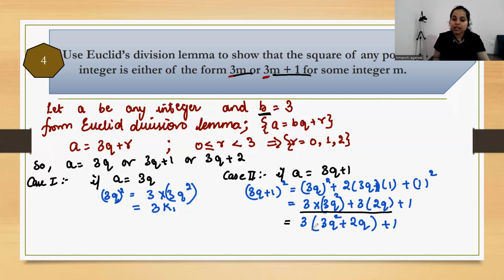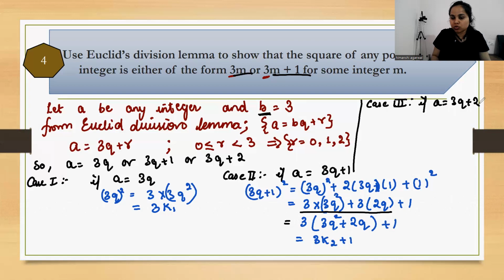Now इस वैल्यू को मैं क्या लेट कर सकती हूँ? I can let it as 3K2 plus 1. ठीक है, यहाँ पे K2 कोई भी एक ये कांस्टेंट वैल्यू हो सकती है जो भी हमने सॉल्व करी है. ठीक है, लास्ट केस जो आता है दैट इज केस नंबर 3. केस 3 कब है? जब A की वैल्यू क्या हो जाए? 3Q plus 2 हो जाए.